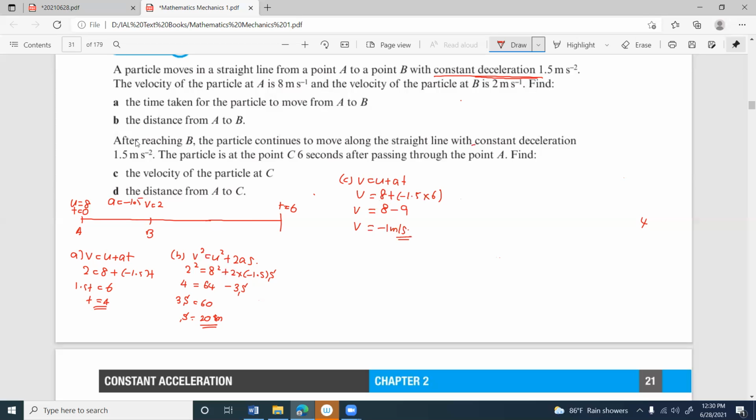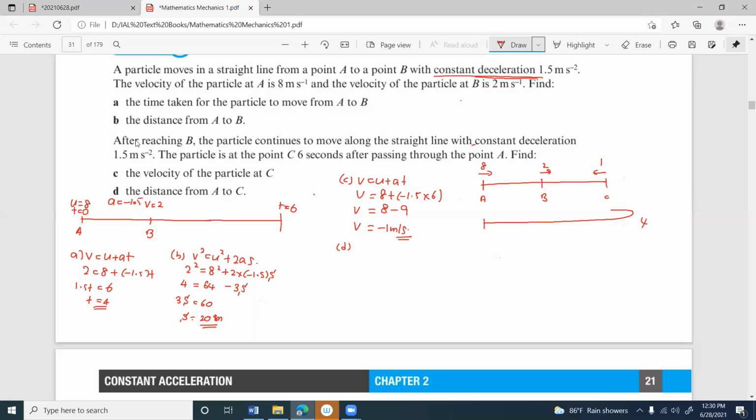Then we need to find the distance from A to C. That is pretty interesting. That is the point we need to understand. It's a minus velocity. Minus velocity means what kind of motion is this? That's the point we need to understand today. Now at A, it's moving to this side with 8. At B, it's moving this side with 2. At C, it's moving the other side with 1. That means this object's motion is like this: it goes like this and it turns back. It goes a little bit further and it returns. That is a point we need to understand in this question.